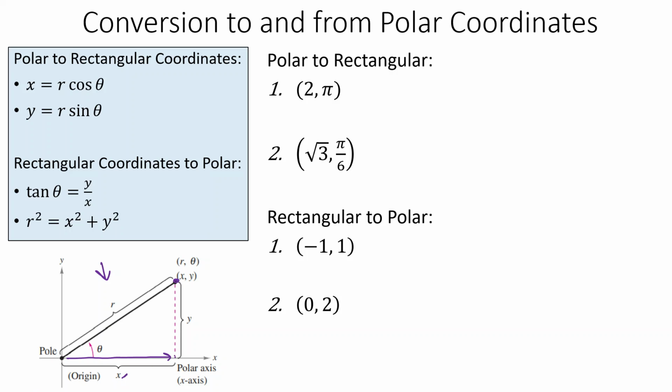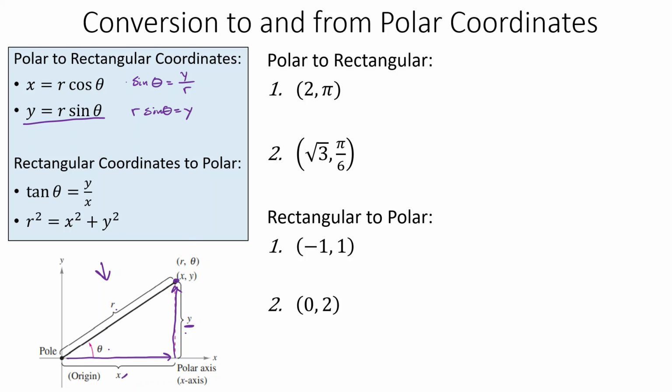And how far up you go would be your y-coordinate. So the way we can get these two sides is just basic trig operations. We can set up a little ratio and say, well, let's see, sine of theta equals opposite over hypotenuse. So it would be y over r. And if we just multiply the r up over here, we get r sine of theta equals y. All right, and that's how we get y equals r sine of theta.